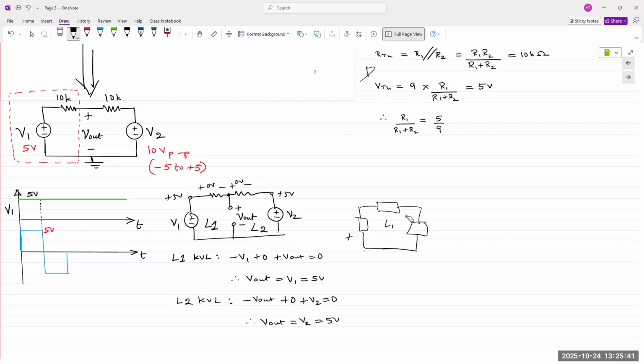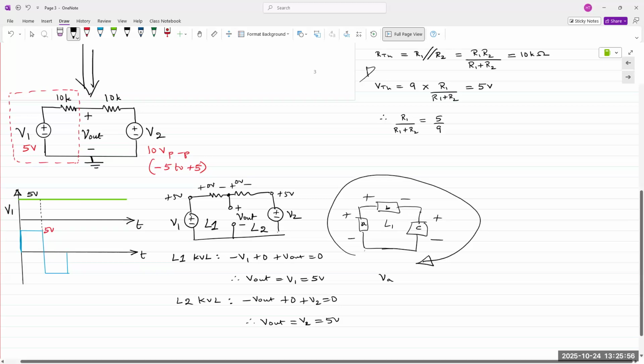Let's say this is minus, plus, plus, minus, plus, minus. If I apply KVL and I sum up these voltages, let's say A, B, C, I know that VA, VB, and VC should sum up to 0.